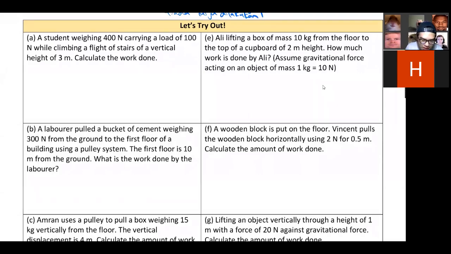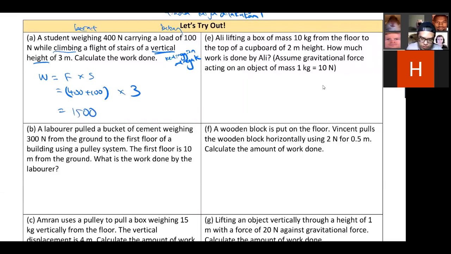Okay, so for A, a student weighing 400 Newton, berat 400 Newton. Okay, I'll write the BM lah. Carrying a load of 100 Newton. Load is beban. It means maybe I'm carrying a bag of 100 Newton while climbing a flight of stairs, memanjat tangga, of a vertical height of 3 meters, sorry. Vertical is menegak lah, so vertical height is ketinggian. Okay, so calculate the work done. So what is my total force? Very simple lah. Work done is equal to force times displacement. My force is 500, or you can say 400 plus 100, bracket them together, times displacement is 3. So 500 times 3, you get 1500 joule.